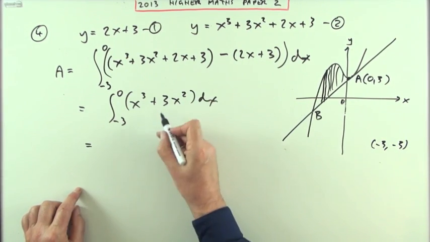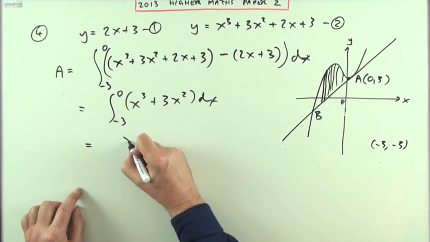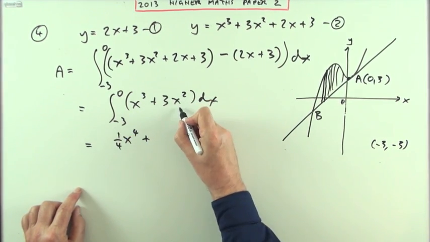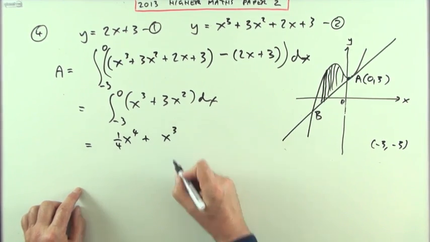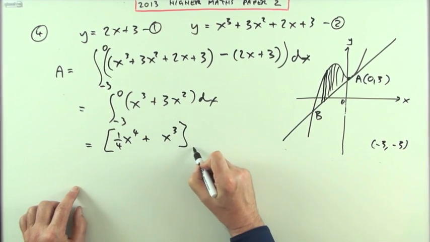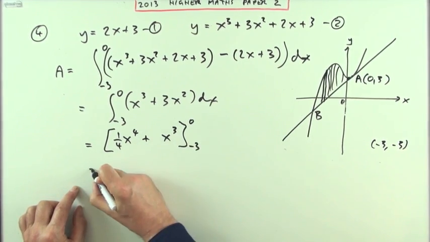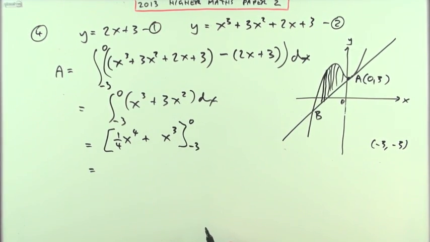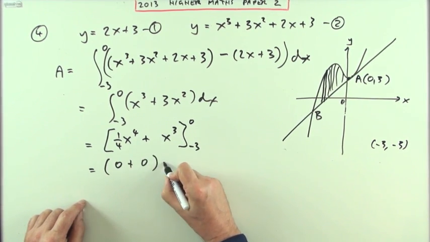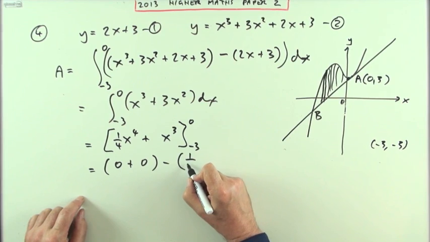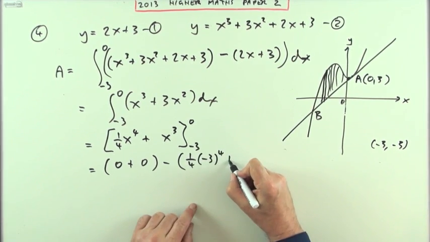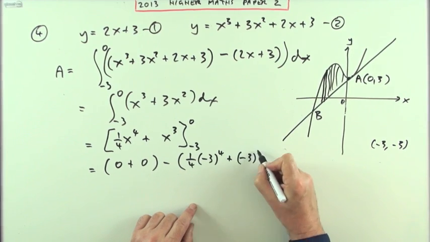And then it's a simple matter, it's just add 1 to the power, divide by the power. Up to 4, divide by 4. Up to 3, divide by 3. Well, that'll be handy, because that's just x cubed. I'll not show the 3 over 3 here. Work it out at 0 and negative 3. Work it out at 0 first of all. Well, that'll just be 0, just put that in. That's 0 and 0. Now work it out at negative 3. So I've got a quarter of negative 3 to the power 4 plus negative 3 cubed.